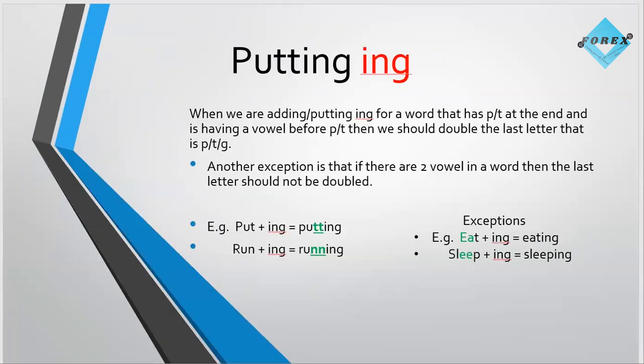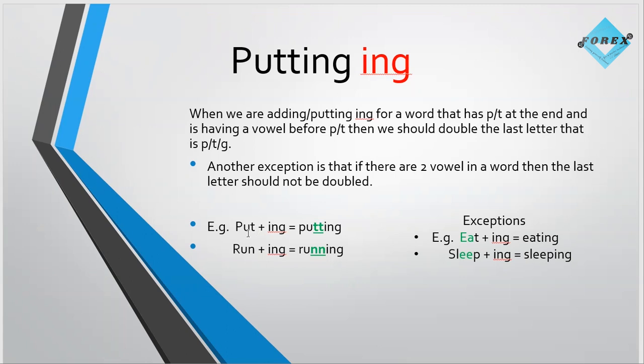And then, how do you put ing? There are some cases where we double the last letter of the word when adding ing. When we are adding ing to a word that has p or t at the end and has a vowel before p or t, then we should double the last letter, that is p or t or g. Another exception is that if there are two vowels in a word, then the last letter should not be doubled. So let's look at the first exception.